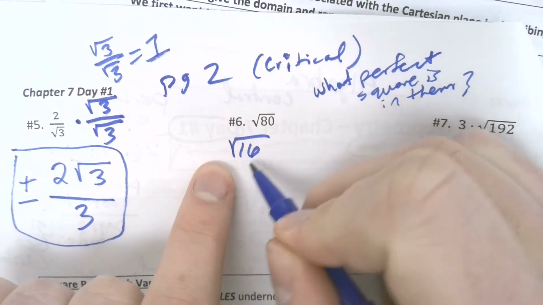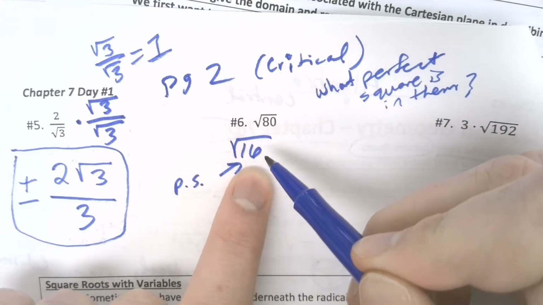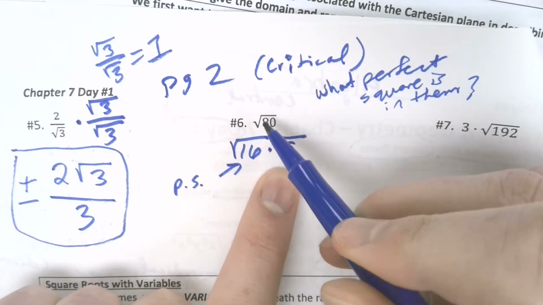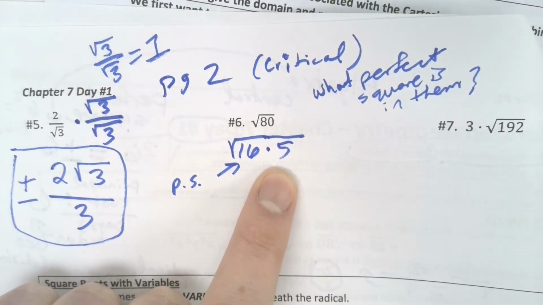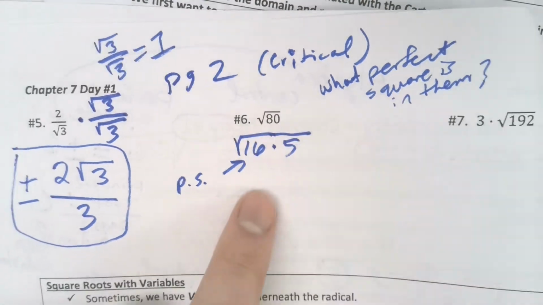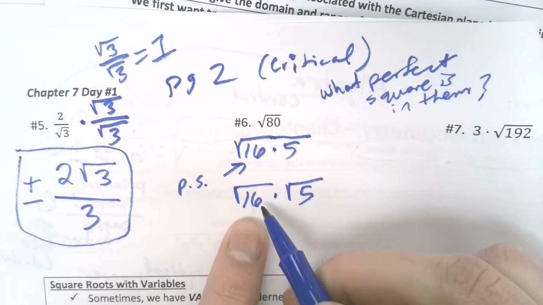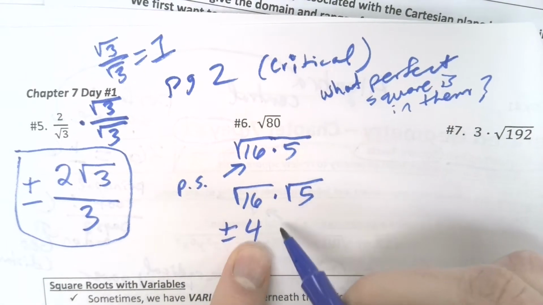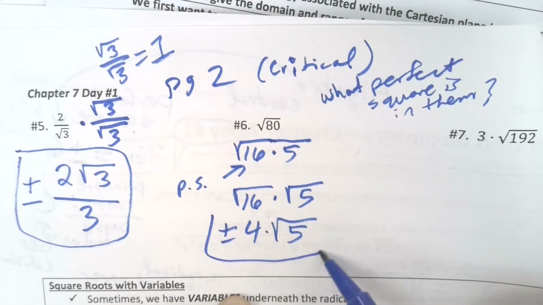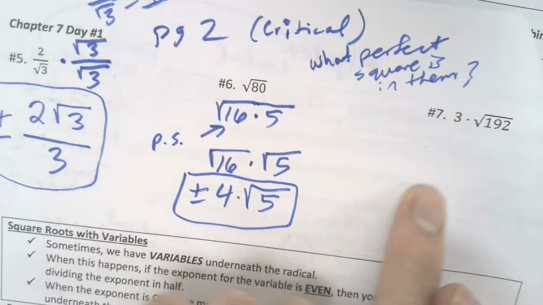So our square root, which is 16, that's our perfect square, can be multiplied 5 times to get 80. And so if that's the case, we then know we can split that into the square root of 16 times the square root of 5. And we know the square root of 16 is going to be plus or minus 4 times the square root of 5. And that is the simplified form of the square root of 80.